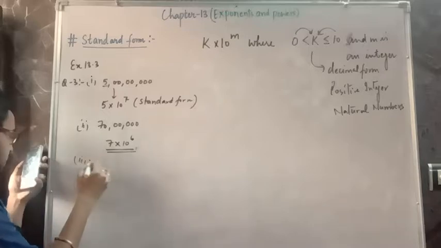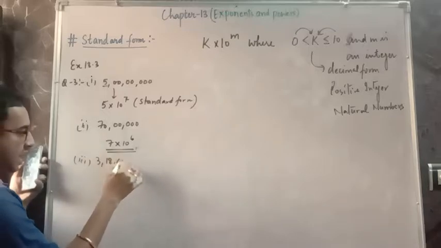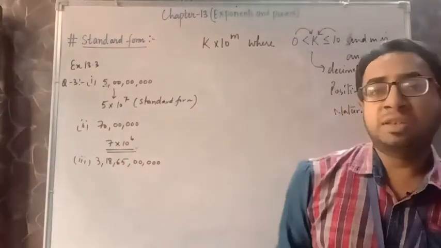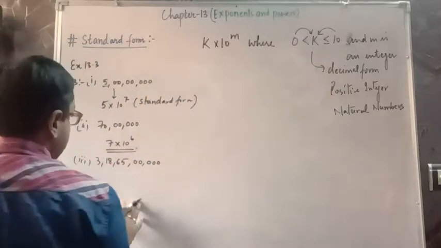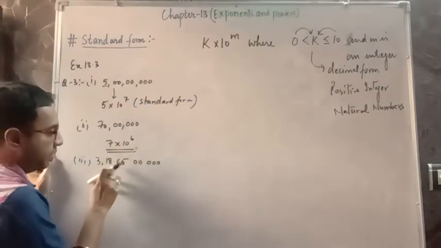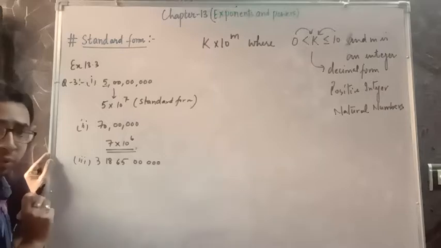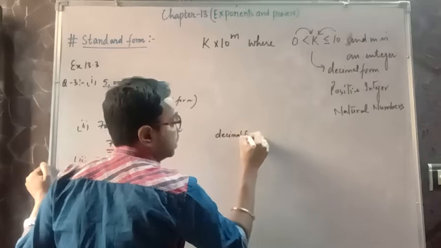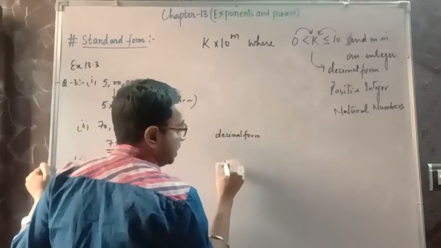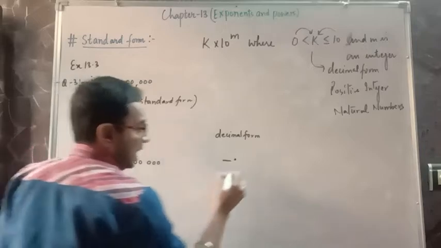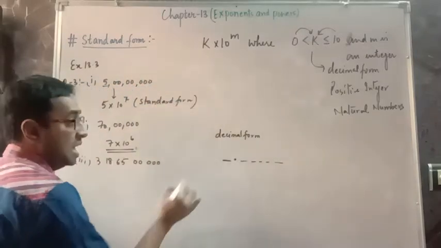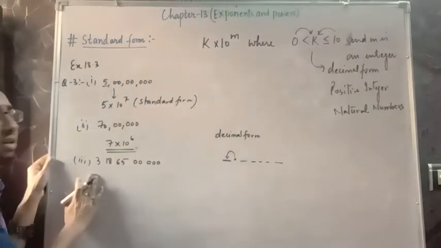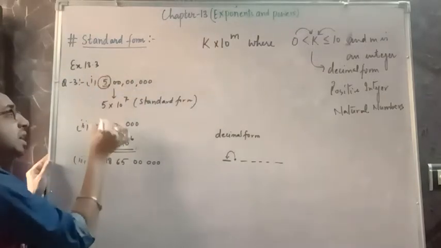Third question. Now, 3,18,65,00,000. Understand? How do we represent this? Now see, I told you there is one rule. Understand this very important rule. Whenever we write k in decimal form, this is very important. This is the unit digit before the decimal, and this is the digit after the decimal. Do remember, before the decimal there will be only one digit, because this will be represented in decimal form.